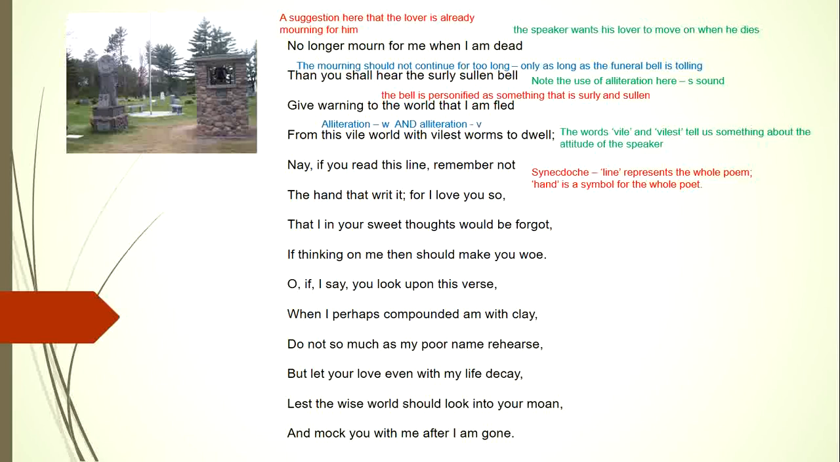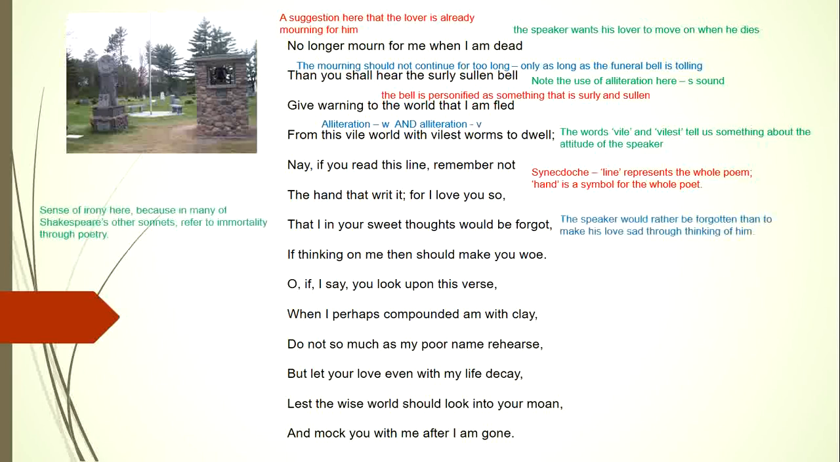So it says, "for I love you so that I and your sweet thoughts would be forgot." So what he's saying there is that he would rather be forgotten than to make his love sad through thinking of him. So in other words, even if his lover reads his poetry, he doesn't want him to even think of him in case that makes him sad.